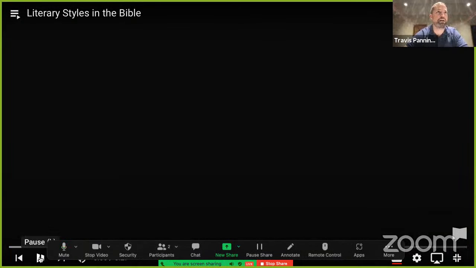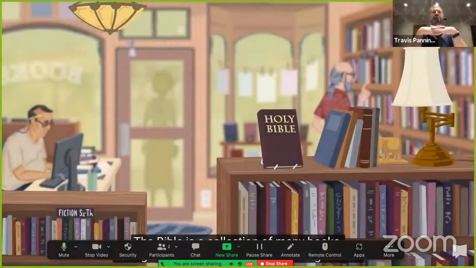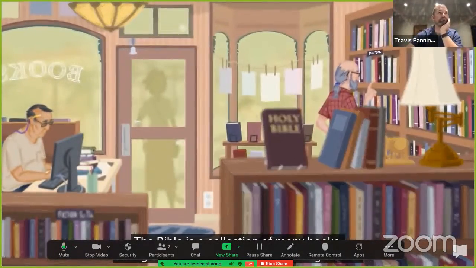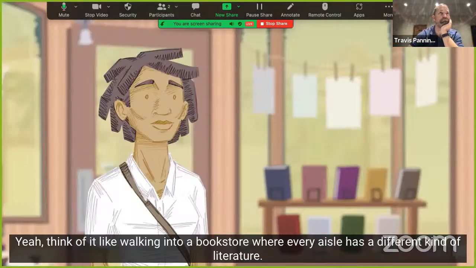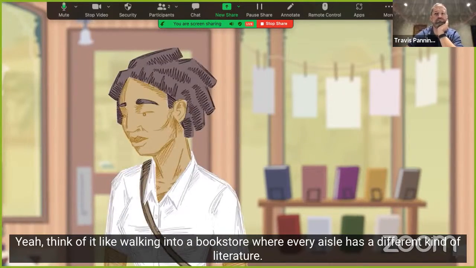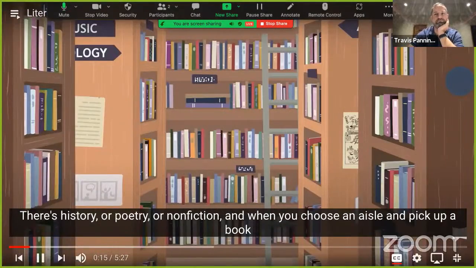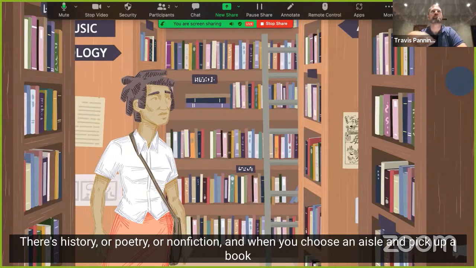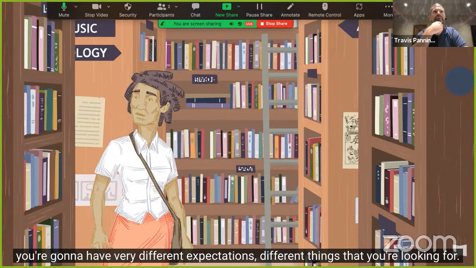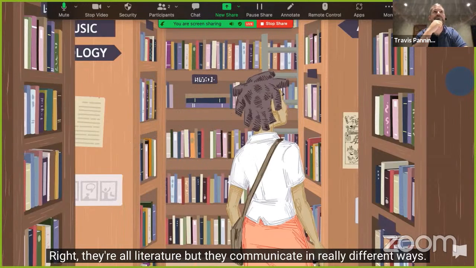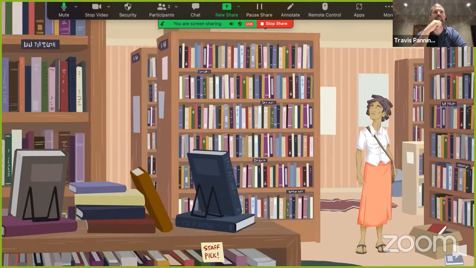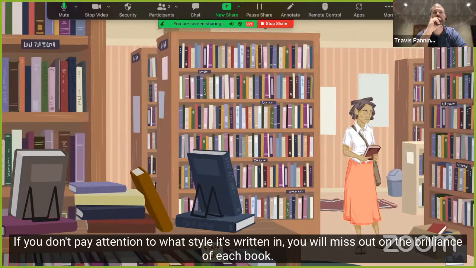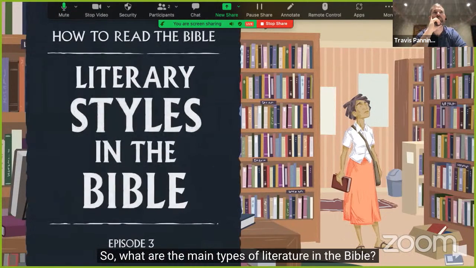Pushing play. The Bible is a collection of many books, telling one unified story from beginning to end. But all those books were written in different literary styles. Yeah, think of it like walking into a bookstore where every aisle has a different kind of literature. There's history or poetry or nonfiction. And when you choose an aisle and pick up a book, you're going to have very different expectations, different things that you're looking for. Right, they're all literature, but they communicate in really different ways. Yes, and so the same thing is true for the Bible. If you don't pay attention to what style it's written in, you will miss out on the brilliance of each book. So, what are the main types of literature in the Bible?